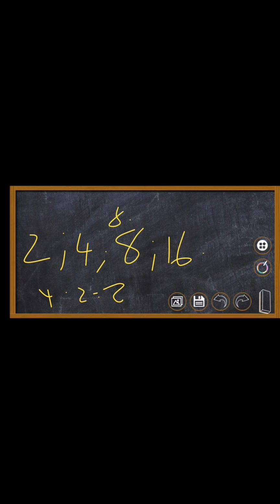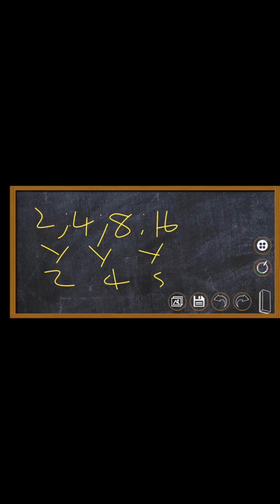So let's make it a bit complex. 2, 4, 8, 16. So what do you notice about this pattern? We can say 4 minus 2, we get what? 2. Then 8 minus 4. So let's write it like that: 2, 4, 8, 16. The difference here is 2. The difference here is 4. The difference here is 8.